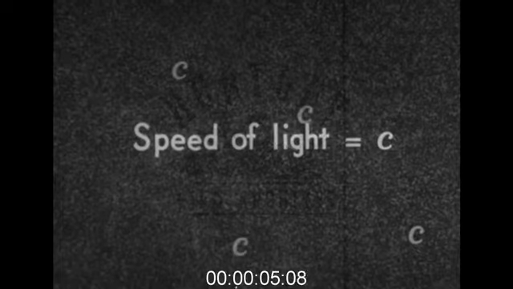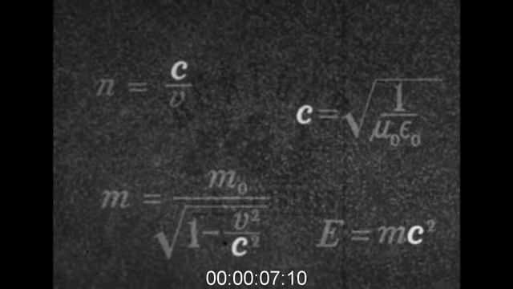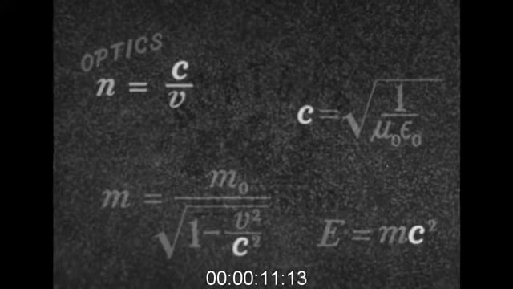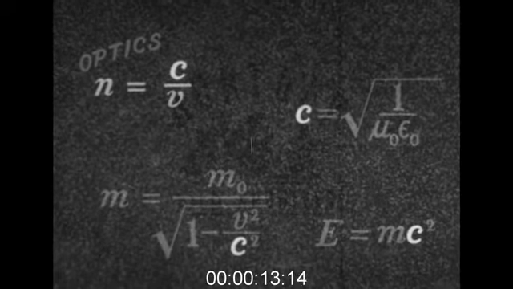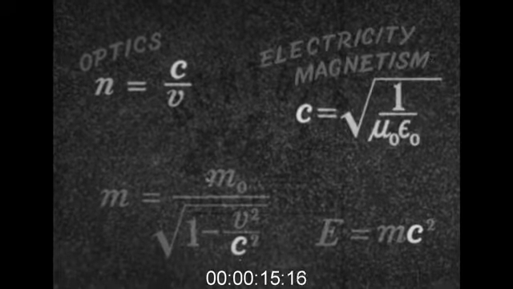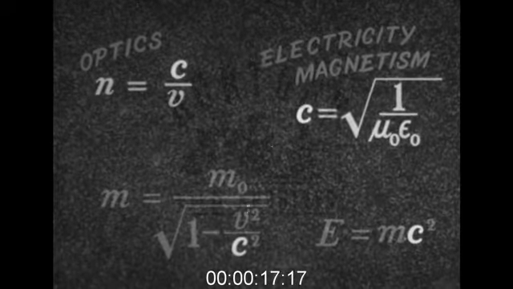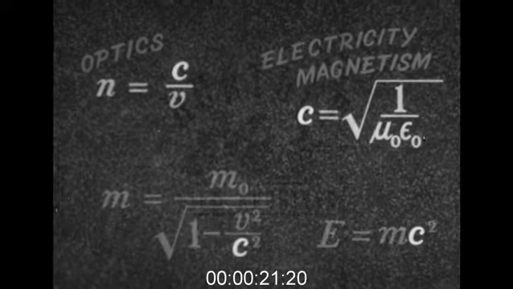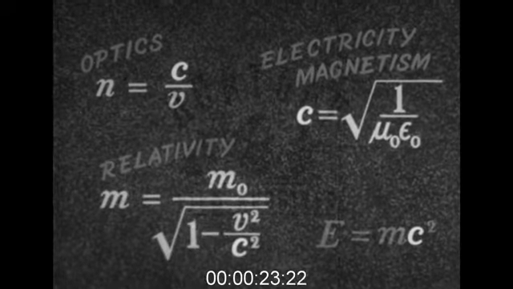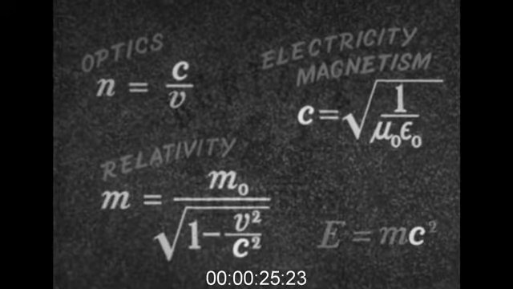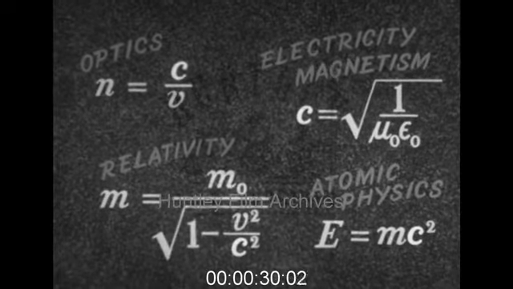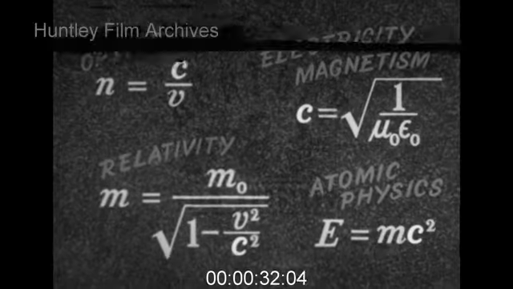The speed of light, c, is one of the fundamental constants of physics. A knowledge of its value is important in optics, where it is associated with the index of refraction; in the theory of electricity and magnetism, where it is connected with the permeability and permittivity of space; in relativity, where it enters into the relation between mass and velocity; or in atomic physics, where it appears in Einstein's famous equation.